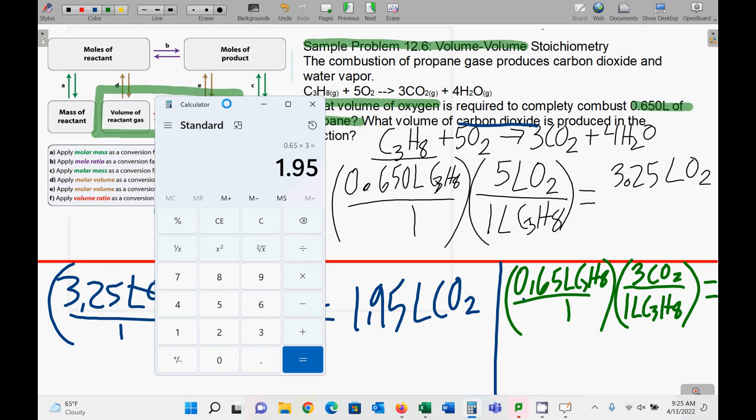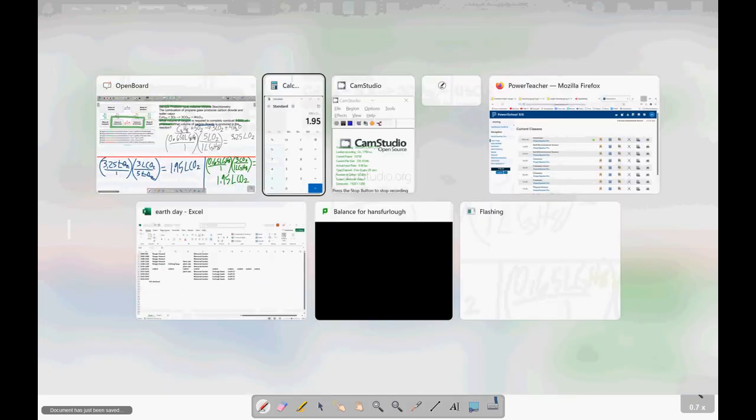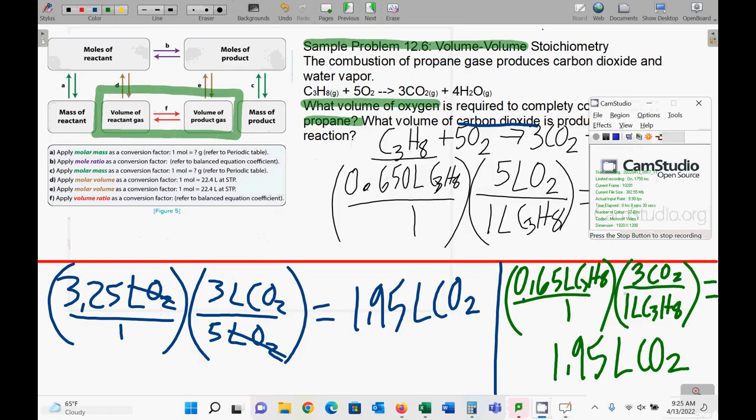And this kind of makes sense, because if we look at the original equation, for every 1 liter of propane, there are 3 liters of carbon dioxide. So it makes sense that the volume of carbon dioxide would be 3 times as much as the original volume of propane.